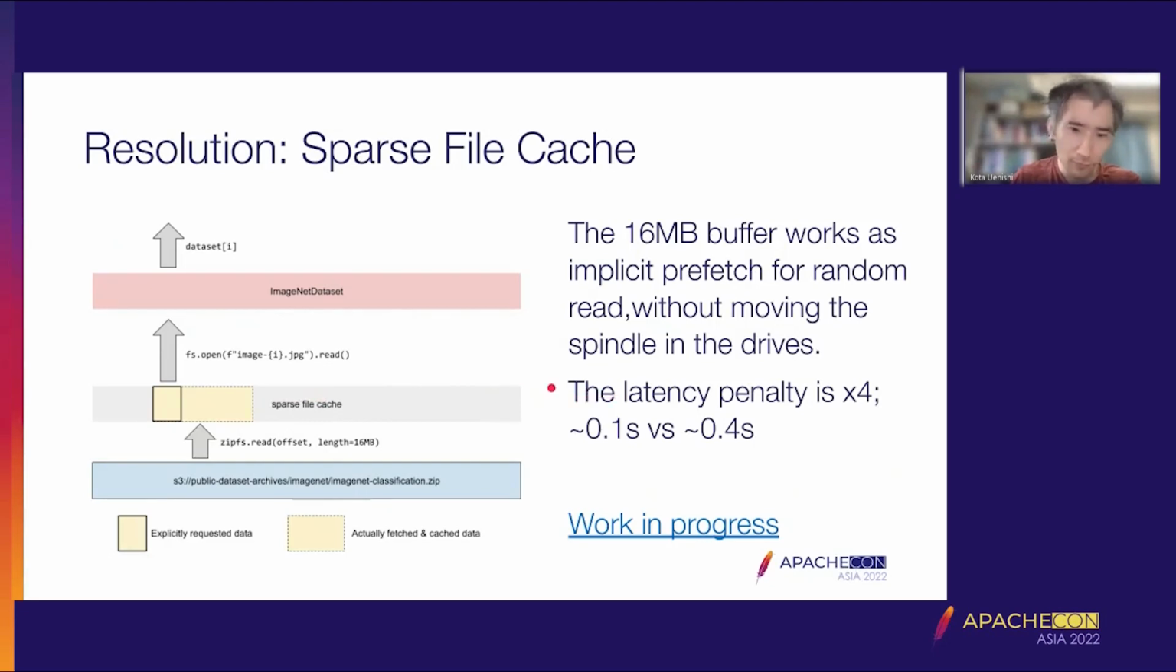Also, the latency penalty is very large if we read 16 megabytes, but the latency penalty does not differ so much even if we read 16 megabytes or a single megabyte or just the amount of the image, like 100 kilobytes. So if the latency is the same, then it's much better to fetch as much data as we can. Then we can fetch and cache more images than just the required images. So this is the basic idea of the sparse file cache I implemented in our library.